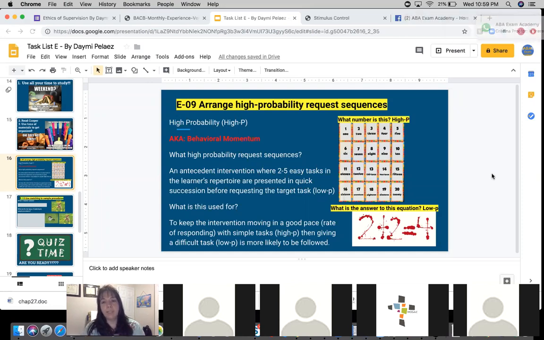So like I said, I gave these examples on the slides. If it's in their repertoire, you can have them identify numbers: show them a flashcard and say, what number is this? And then give them an actual equation by saying 2 + 2 = 4. So it's significantly more difficult, but if you give it to them after 2 to 5 of the high P requests, you will be more successful in getting a response. Does everybody understand that for E9? Or want to give an example?